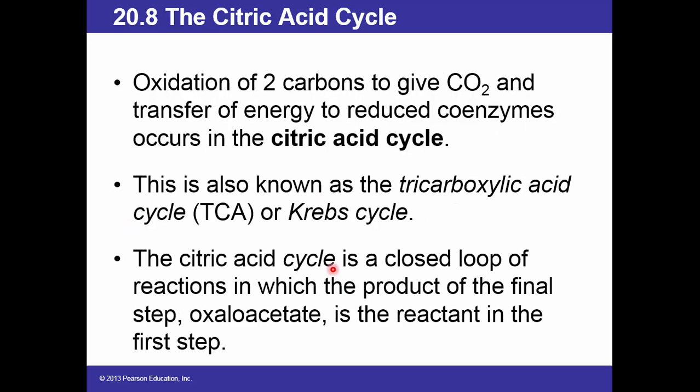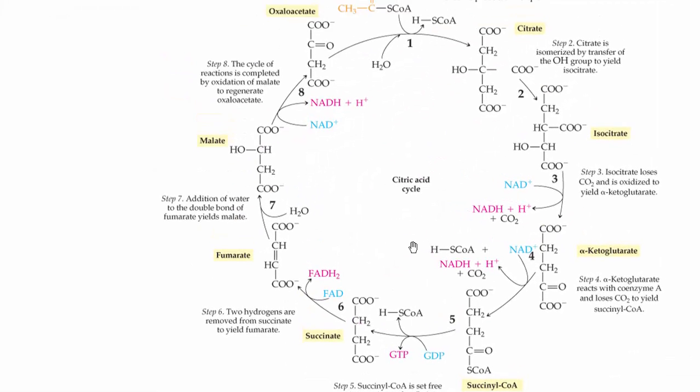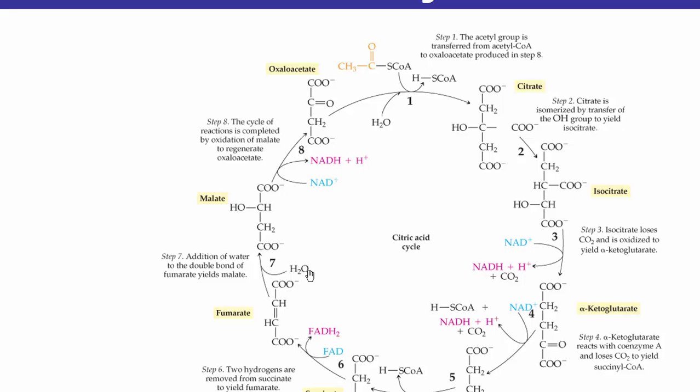Oxidation of two carbons to give CO2 and transfer of energy to reduce coenzymes occurs in the so-called citric acid cycle, which is also known as the tricarboxylic acid cycle or Krebs cycle. The citric acid cycle is a closed loop of reactions in which the product of the final step, oxaloacetate, is the reactant in the first step. So it is a closed loop, and this is how it looks. You see here, it consists of 8 reactions. We will consider them one by one, but this is a summary.